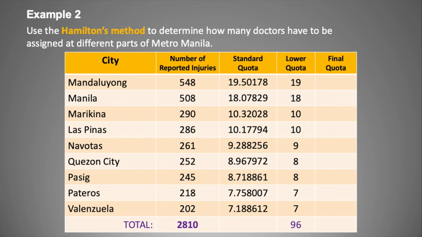So to assign the 4 remaining doctors, all we have to do is to take a look at the decimal values of the standard quota. Since we need to assign 4 more doctors to complete the 100 doctors, we get the top 4 highest decimal values in the standard quota, which are Quezon City's 0.967972, Pateros 0.758007, Pasig's 0.718861, and Mandaluyong's 0.50178. And since these are the cities with the top 4 highest decimals, we're going to assign 1 additional doctor to these cities.